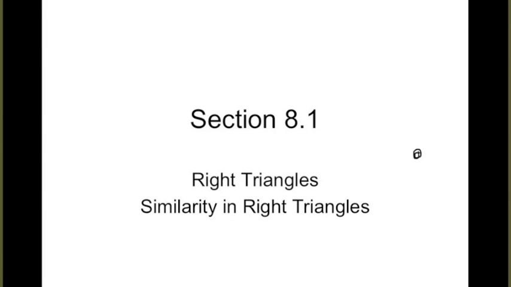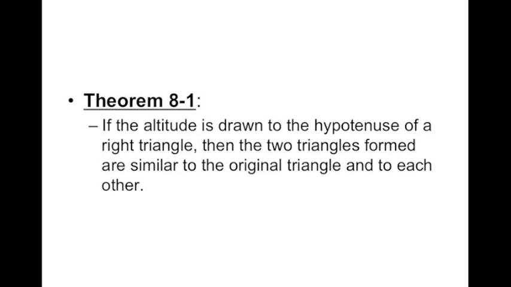Our key focus in Chapter 8 is going to be right triangles. We're going to look at right triangles and some different formulas and properties that we can use to find some different segment lengths. Today we're going to talk about some similarity that can occur in right triangles. Our theorem says, if the altitude is drawn to the hypotenuse of a right triangle.